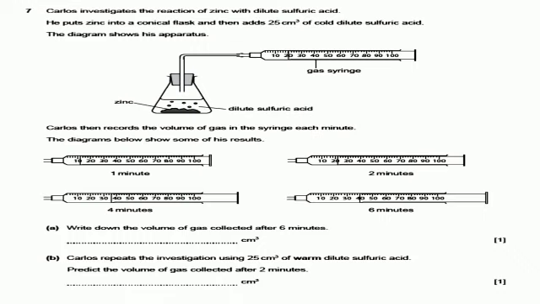Question 7a. Write down the volume of the gas collected after 6 minutes. It will be 40. Question B. He will use warm dilute sulfuric acid instead of the cold one, so the reaction will be faster. Predict the volume of the gas collected after 2 minutes. Any number above 22 will be right.